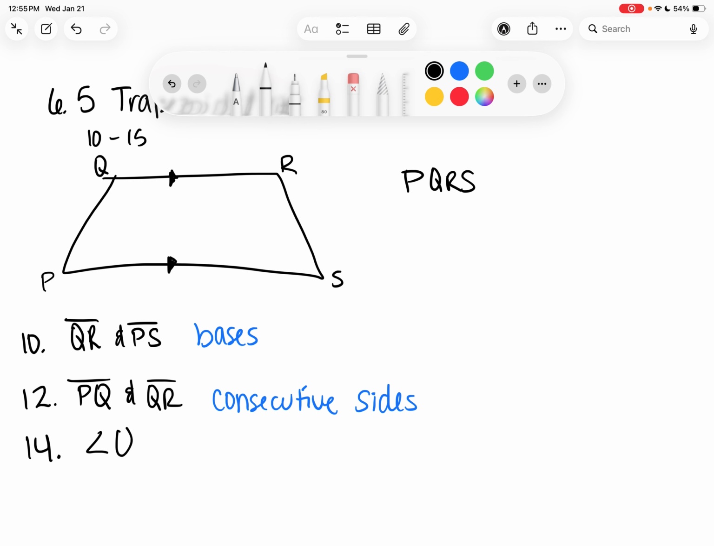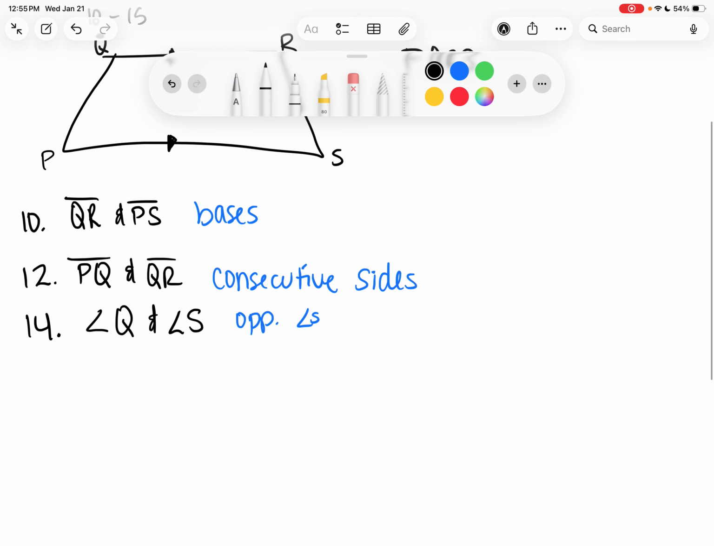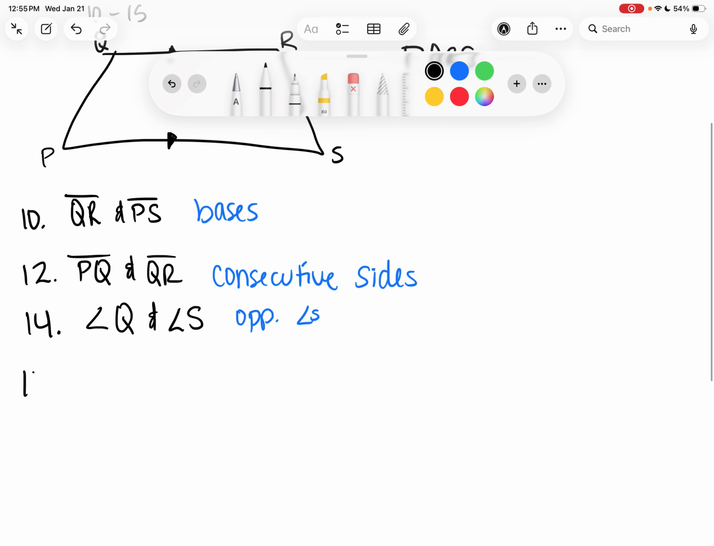Number 14, angle Q and angle S. So, hint, this one can't have anything that deals with sides. The ones that were side lengths can't have anything to do with angles. So your options then only are base angles or opposite angles. Yep, opposite angles. So hopefully that'll help you understand those definitions a little bit, doing those ones.